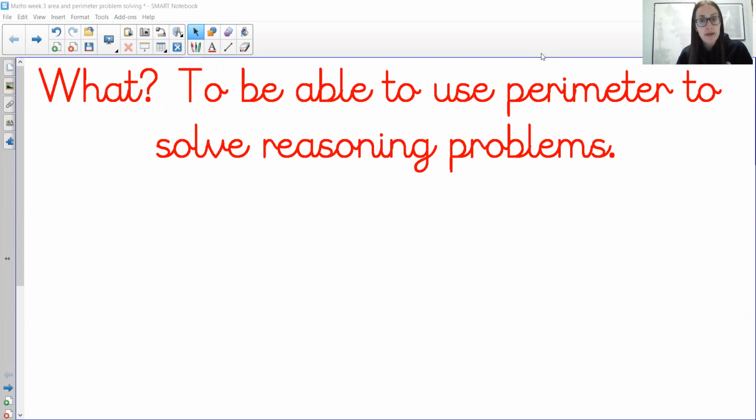So today we are going to be able to use perimeter to solve reasoning problems. So you've done all the work on area and perimeter previously, and now we're going to use it to solve reasoning problems. So we need our reasoning brains switched on. We need to make sure that we are problem solving, that we are visualizing the problem, and we are collecting all the information that we need.